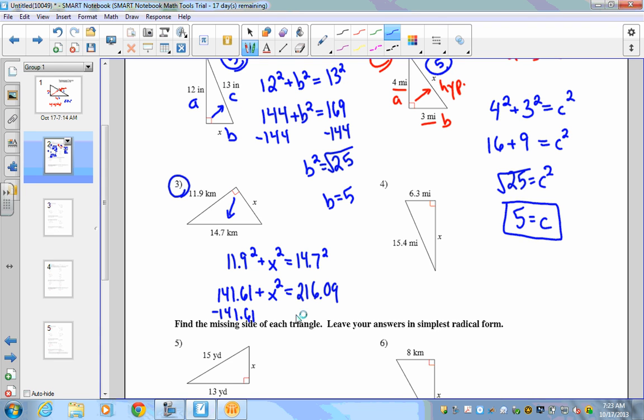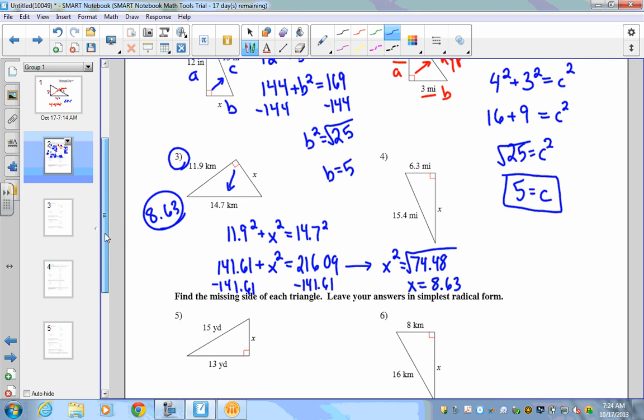I'm running out of room here. So subtract 141.61, and I'm just going to have to write it off to the side here. x squared is equal to 74.48, and I'm going to square root this, and I'm probably going to get a decimal, and I do. I get an answer of x is equal to 8.63. So my answer here is 8.63. There's my answer.